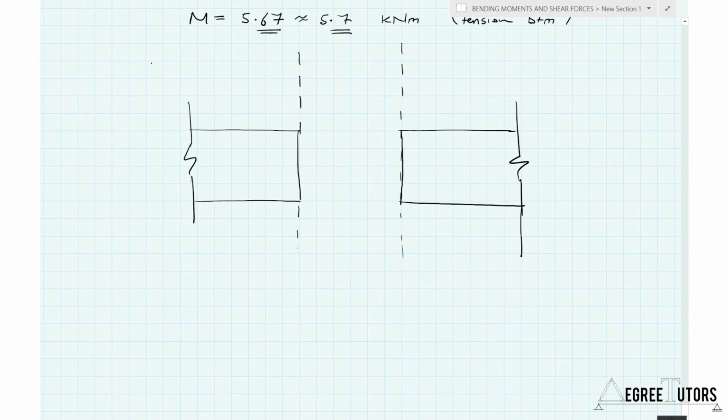Okay, so what we found is that on the left hand side of the cut, we had a bending moment causing compression on the top, tension on the bottom of 5.7, and as expected, we have the moment on the far side, which is essentially the same internal bending moment. It's just acting on the right hand side of the cut. Over here we've got 5.7. Again, it's causing compression on the top, which is exactly as we would expect. So that more or less wraps up that question.